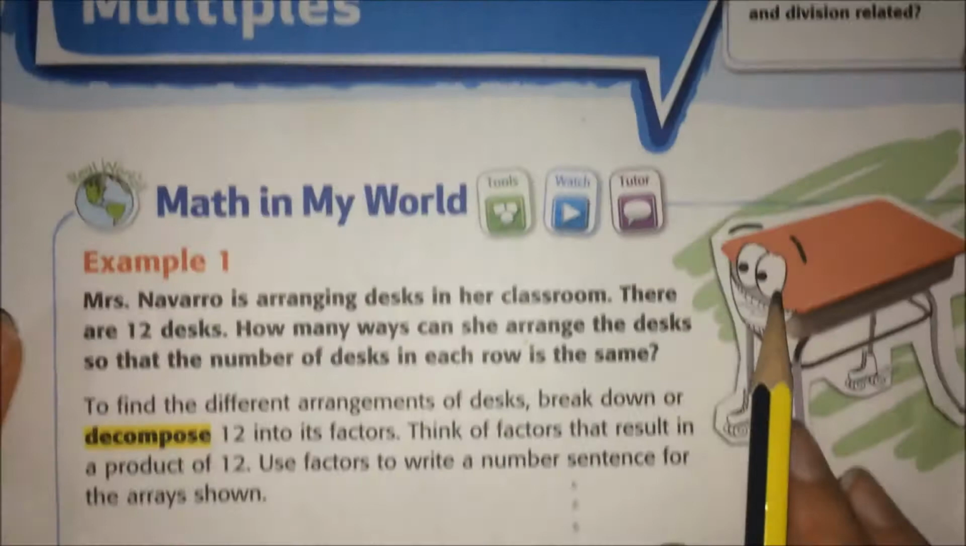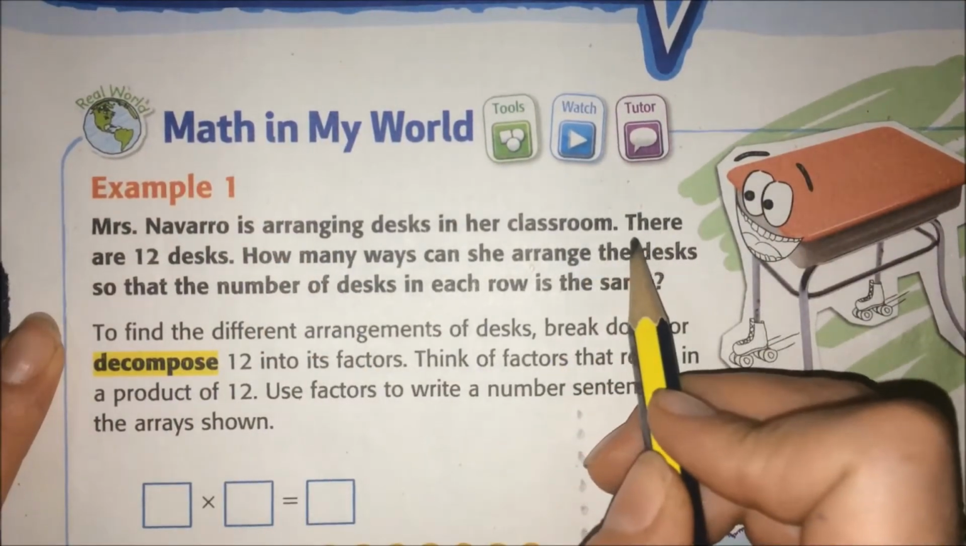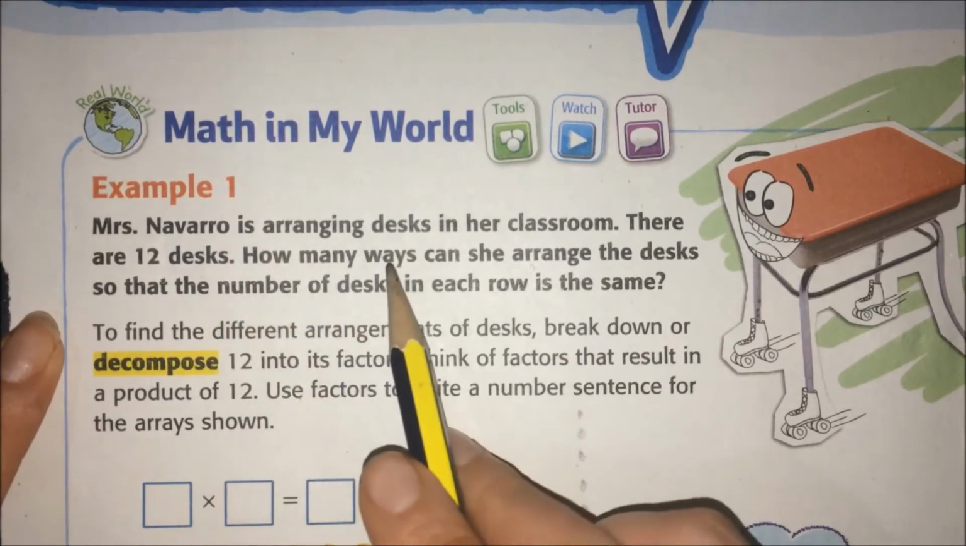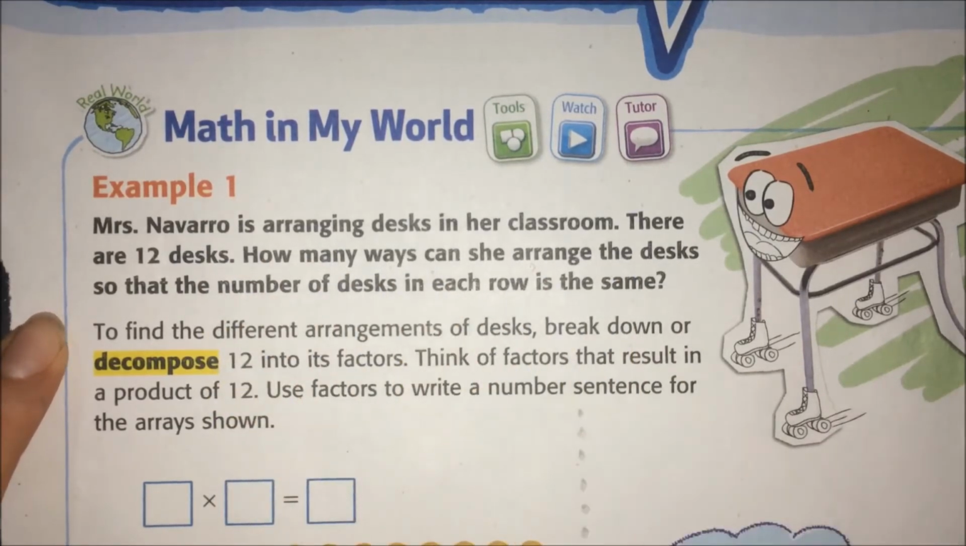So back to our lesson. Miss Navarro is arranging desks in her classroom. There are 12 desks. How many ways can she arrange the desks so that the number of desks in each row is the same?